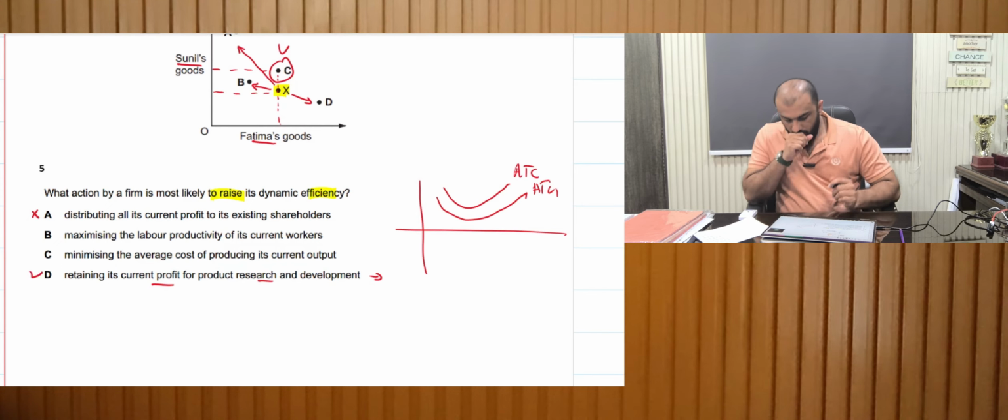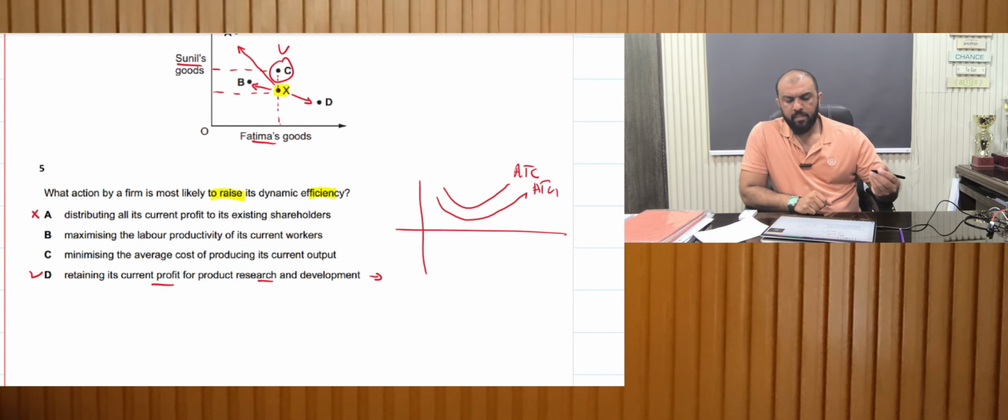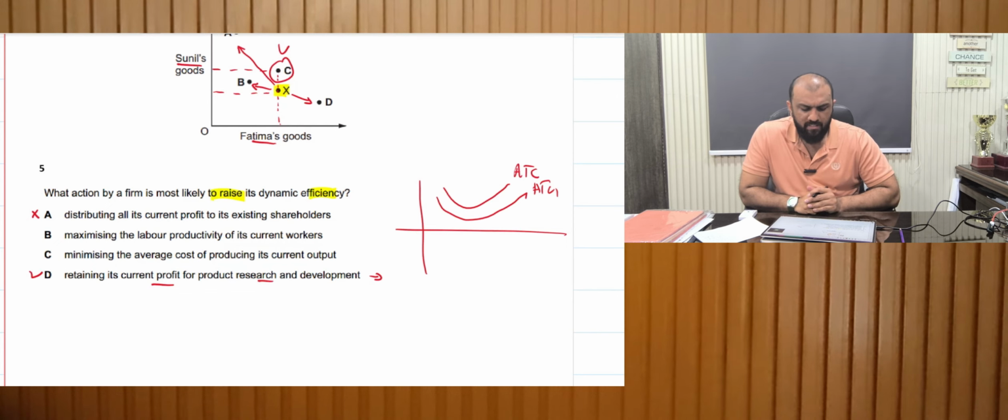If we minimize the average cost, right? So that would lead to productive efficiency. We need to lower the ATC. All right, that is one of the concepts of dynamic efficiency.